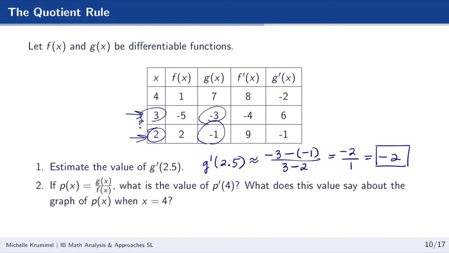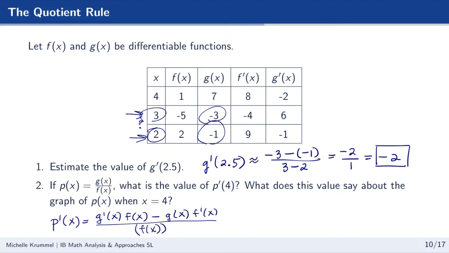Number 2, if p of x equals g of x over f of x, so here's where you might run into trouble if you memorize your formula using f's and g's, because the g is now in the numerator and the f is in the denominator. Okay, so this is tricky. If p equals g over f, what's the value of p prime of 4? So let's find p prime of x, and then we can substitute the 4 in for the x. P prime of x, it's the derivative of the top, so g prime of x, times the bottom, f of x, minus the top, g of x, times the derivative of the bottom, f prime of x, over bottom squared, f of x squared.